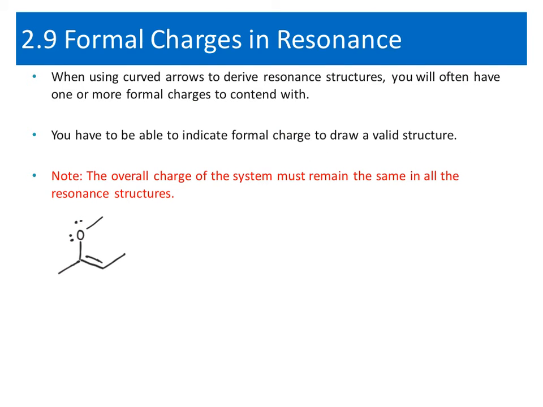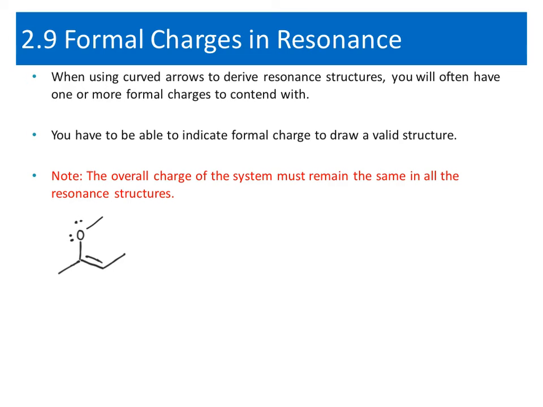When using curved arrows to draw resonance structures, we often have one or more formal charges to deal with, meaning that while drawing a resonance structure, you always need to check the formal charges for the atoms in the new structure and assign the proper formal charges. A very important note here: the overall charge of the system must remain the same in all the resonance structures.